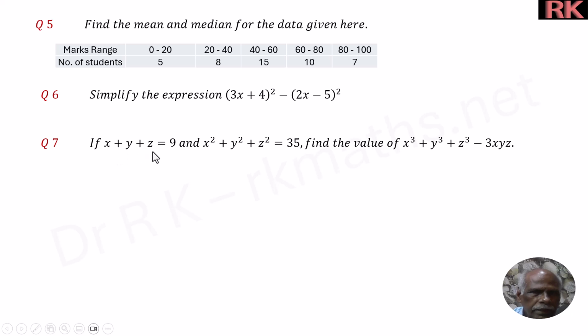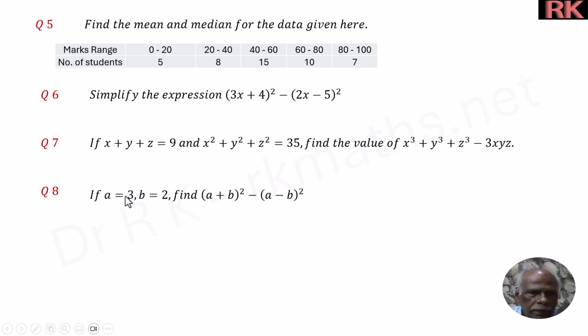If x plus y plus z is equal to 9 and x squared plus y squared plus z squared is equal to 35, find the value of x cube plus y cube plus z cube minus 3xyz. So you have an identity, you have to use the identity and solve this problem. x cube plus y cube plus z cube minus 3xyz is equal to (x plus y plus z) into (x squared plus y squared plus z squared minus (xy plus yz plus zx)). You can find out xy plus yz plus zx using the (x plus y plus z) whole squared formula.